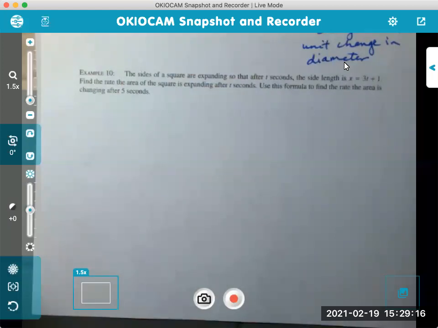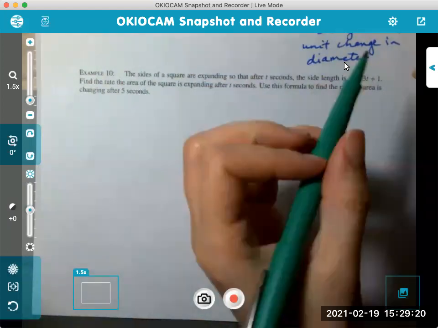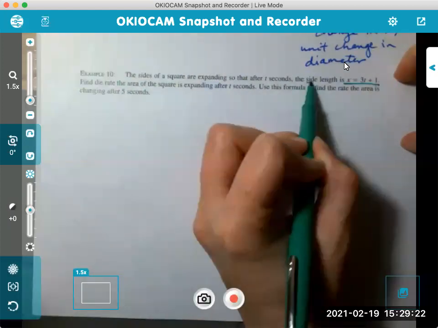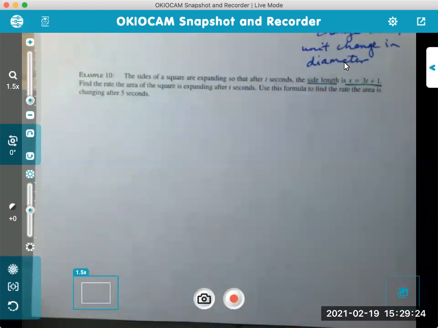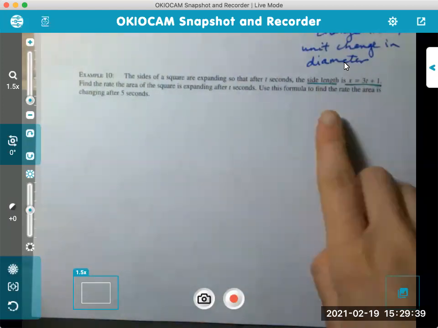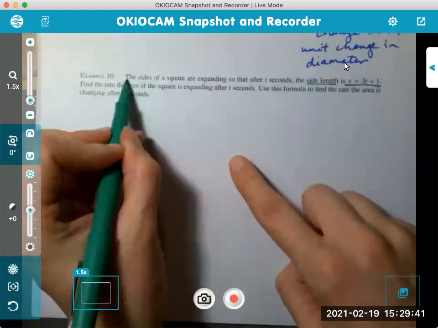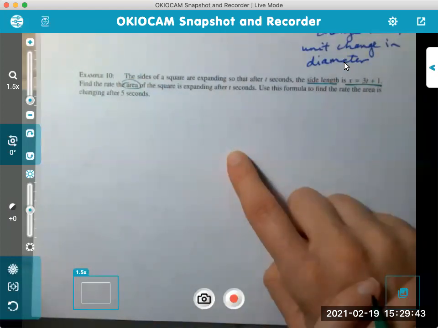Okay, so the sides of a square are expanding so that after t seconds, the side length is x equals 3t plus 1. Find the rate at which the area of the square is expanding after t seconds. Use this formula to find the rate the area is changing after 5 seconds. So it gives us side length, but then asks us for area. So we have to have background information on this.